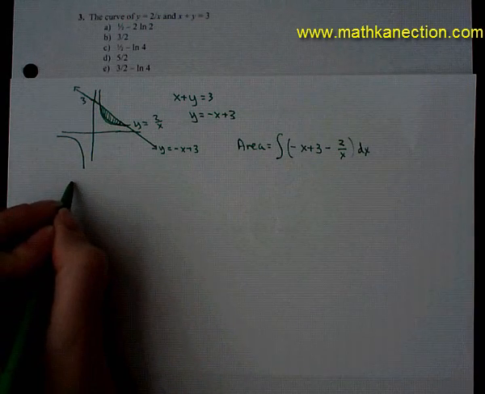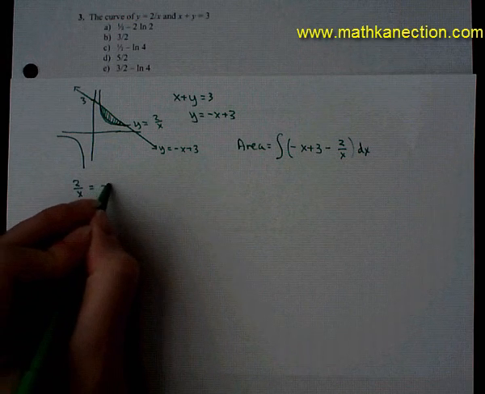We need to get the intersection to find our interval, so we'll take 2 over x equals negative x plus 3.